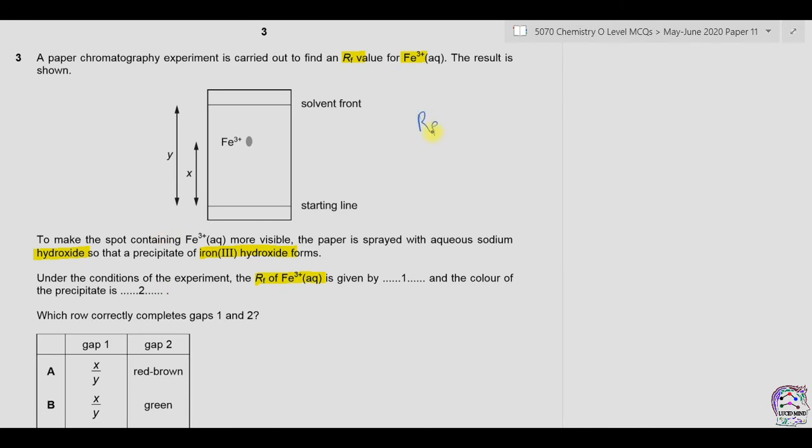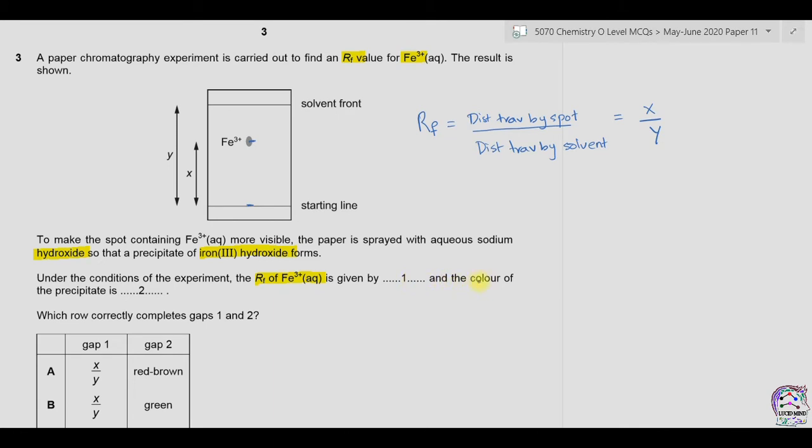RF is actually the retention factor and it is equal to the distance traveled by the spot. This is a spot and the distance should be taken from the starting line. So it is distance traveled by a spot divided by the distance traveled by the solvent. As in the diagram they have measured the distance traveled by the spot is x and the distance traveled by the solvent is given by y. So RF will be equal to x divided by y.